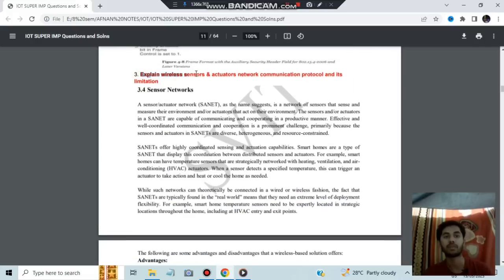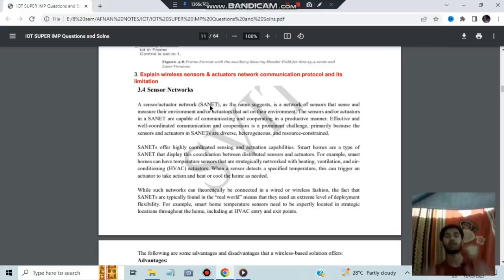Moving on, we have explained the wireless sensors and actuators network communication protocol and its limitations. So this whole concept, which is wireless sensors, comes under the topic of sensor networks or SANET. This is another important question they can ask directly: define SANET and its protocols. So you have to write about the SANET. It's nothing but sensor actuator network.